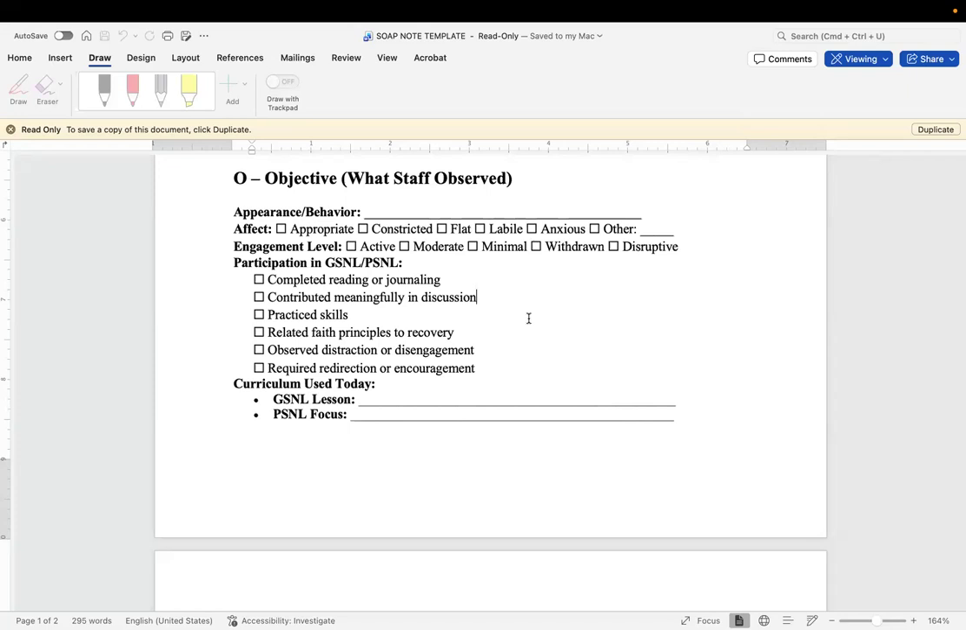And they can have multiples. I've actually had somebody that I would say went through appropriate, flat, anxious, and other in one 50-minute session. So it's okay to articulate or to list multiples. We just have to be able to explain why we did that. And then what's their engagement level?